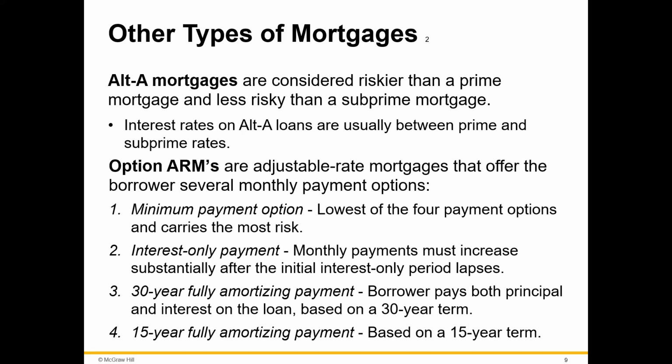30-year fully amortizing payment. This is your fixed, this is your typical one. You have a fixed amount of money that you pay every month, and then eventually, in 30 years, it pays off. The 15-year is the same as a 30-year, except it pays off in 15 years instead of 30 years. So what happens is you will have a higher monthly payment, but you pay it off earlier.